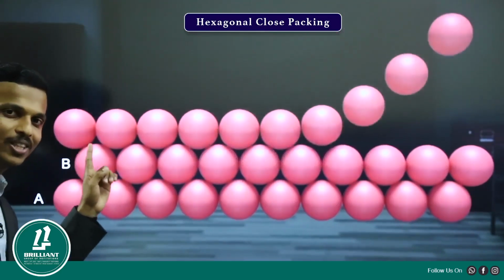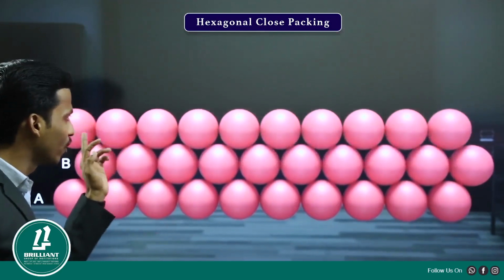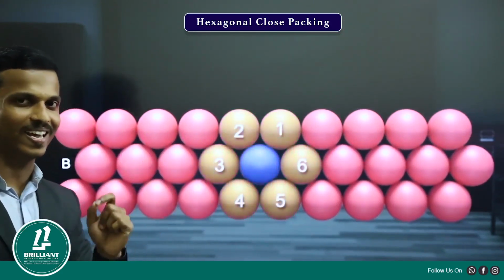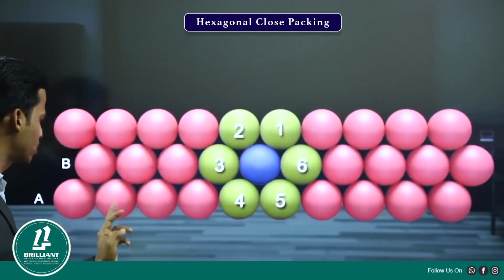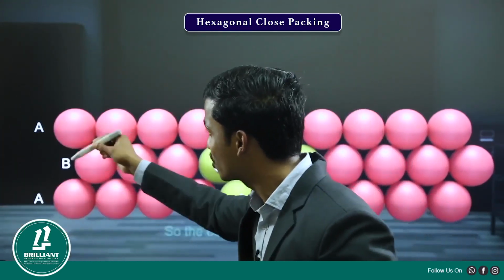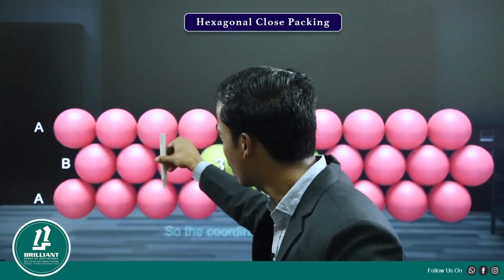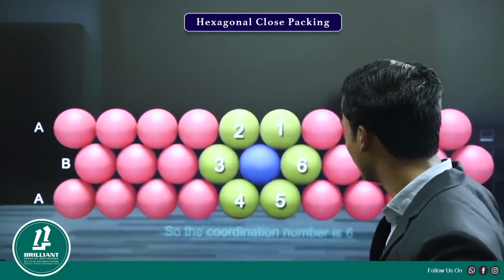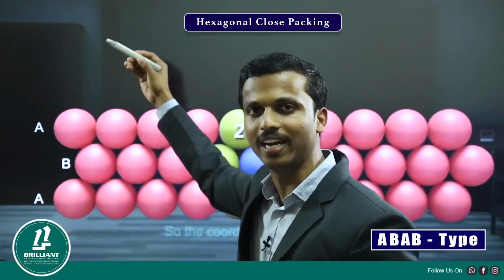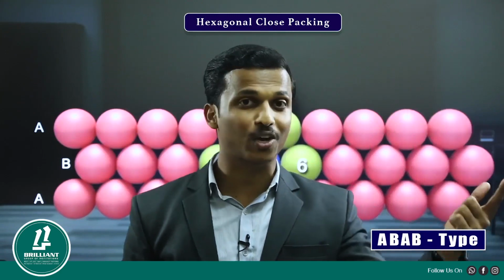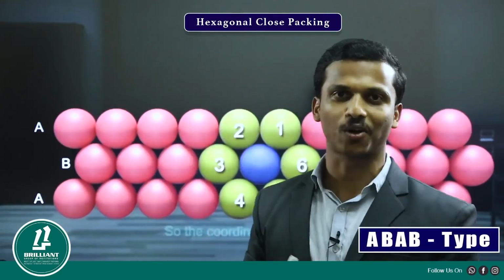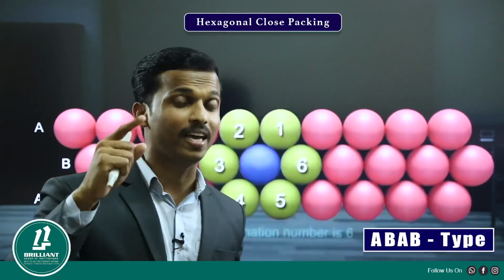See all of you where the third row is represented? The third row is placed in the depression of the second row. It is very clear that the third row and the first row are the same, right? You can see the third row and first row are similar. These particles are vertically and horizontally exactly above that. So this type is said to be AB type. So we studied that square close packing was A type arrangement, but hexagonal close packing is said to be AB type.